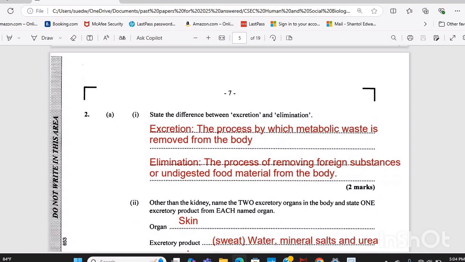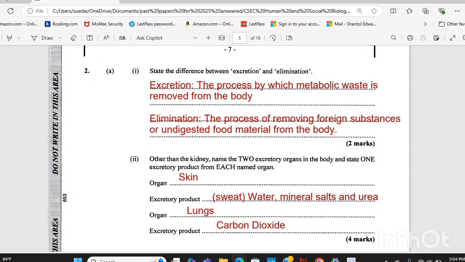Now the next part of the question says, other than the kidney, name the 2 excretory organs in the body and state 1 excretory product from each named organ. Now an organ is the skin and its excretory product is sweat. And we know sweat contains water, mineral salts, and urea. And another organ is the lung, right? The lungs. The excretory product there is carbon dioxide, right?